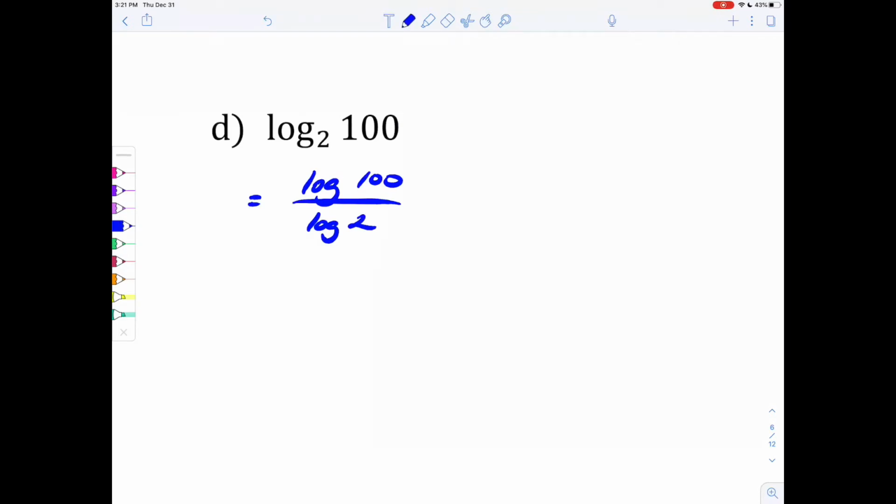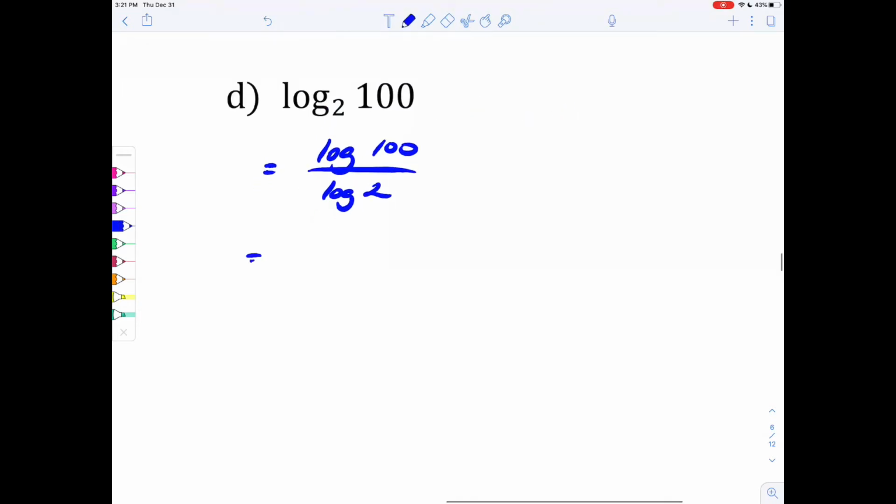We're asking, what exponent does 2 need to turn into 100? 2 to the power of something is 100 is what we're saying here. So that's what we're getting. Just be careful about it. In any case, we should get a value here of 6.644. And that's that value. So that's that part of it.